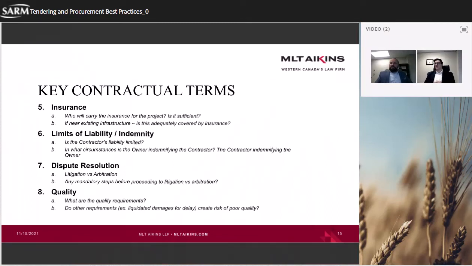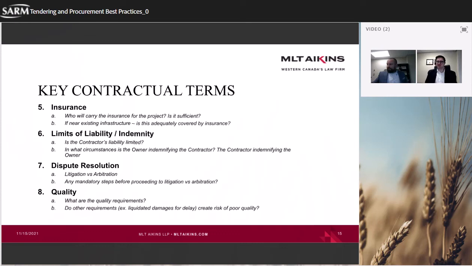And then the last thing is quality. What are the quality requirements? And one thing we always see, you may have seen this on a project that had 6,000 deficiencies, and looming over the contractor was liquidated damages in the millions of dollars. And so they wanted to finish on time so that they didn't have to pay those liquidated damages. So what happened? Corners were cut. There were a lot of deficiencies, and it took months, years to clean up.